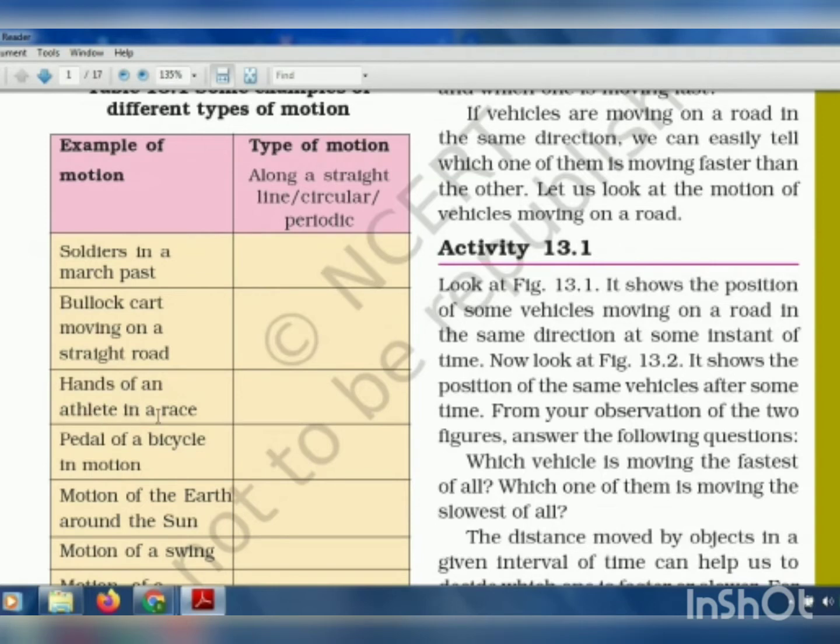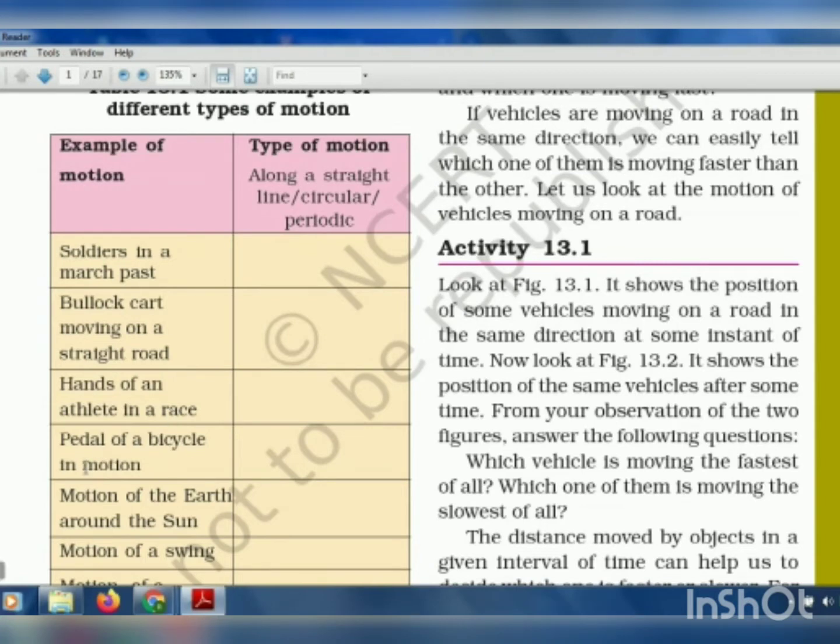Hands of an athlete in a race. We can see that when an athlete is running, his hands are moving up and down continuously. So that is a periodic motion. It is not moving in a circular form. His hands are not making a circular form. So we cannot call it circular. It's just moving up and down. So we call it a periodic motion.